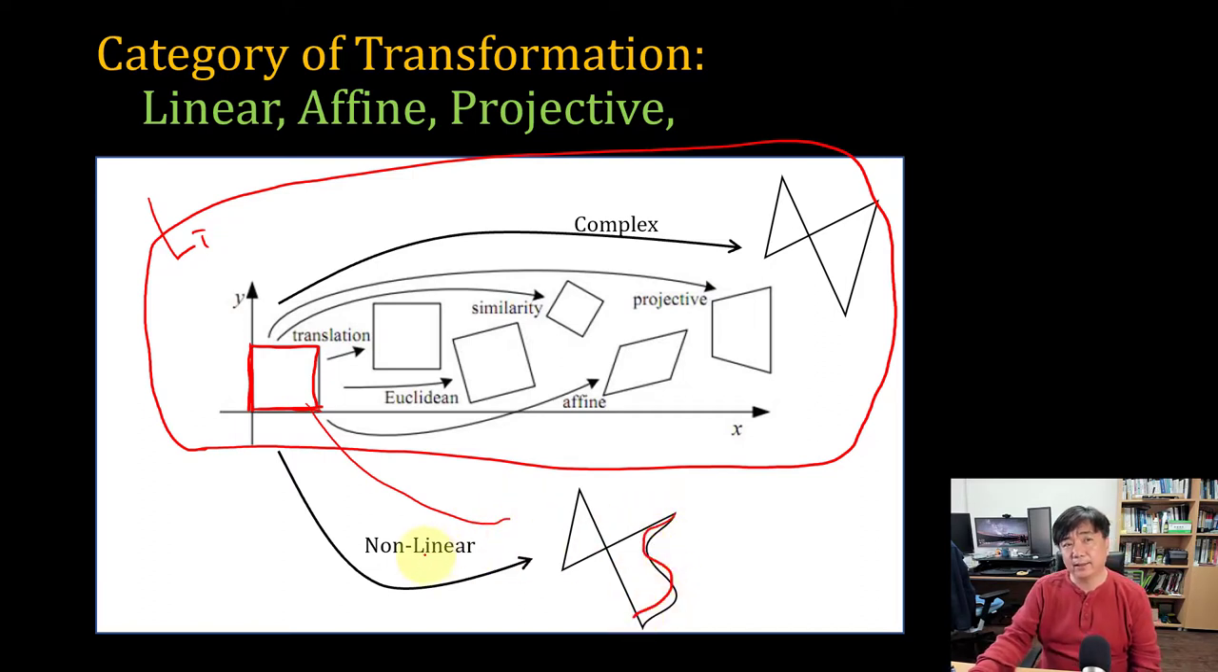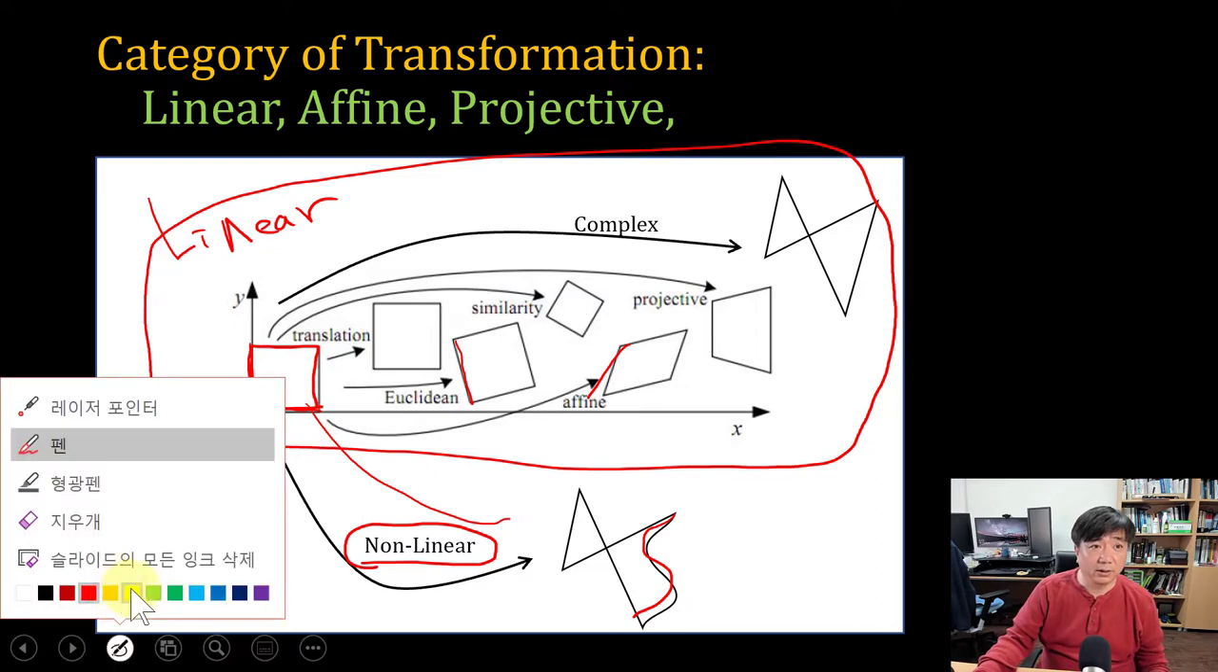So in that case, we call it nonlinear transformation. So if the original shape was a straight line, and after the transformation it remains a straight line, then it is linear transformation. Okay, nonlinear is when a straight line changes into a curve. Okay, linear transformation preserves the linearity after transformation. Okay, the second category is, I'll change the color.